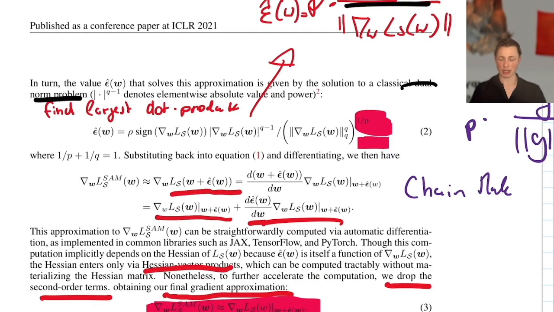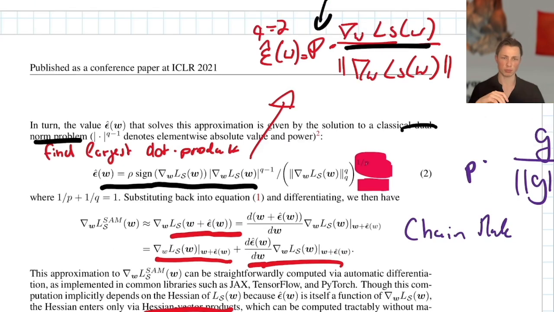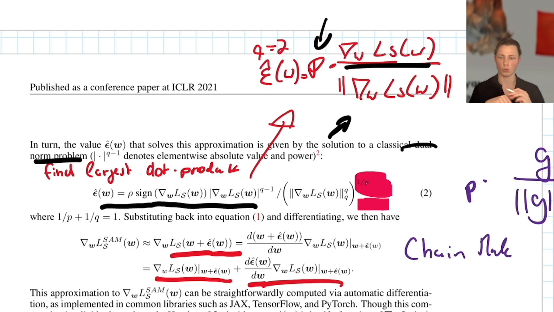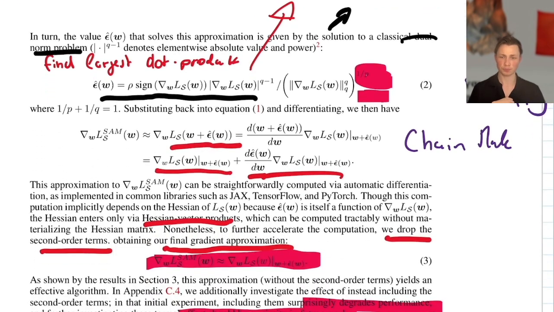And they are showing here a pretty complex formula, or it looks complex. It's not so complex, because if you put q equal to 2, then you get just what I wrote here. The intuition behind this is just to find the largest dot product. So now we found our epsilon and we have our w, and now we want to make the update for our parameters, and therefore we have to do the differentiation of our loss.